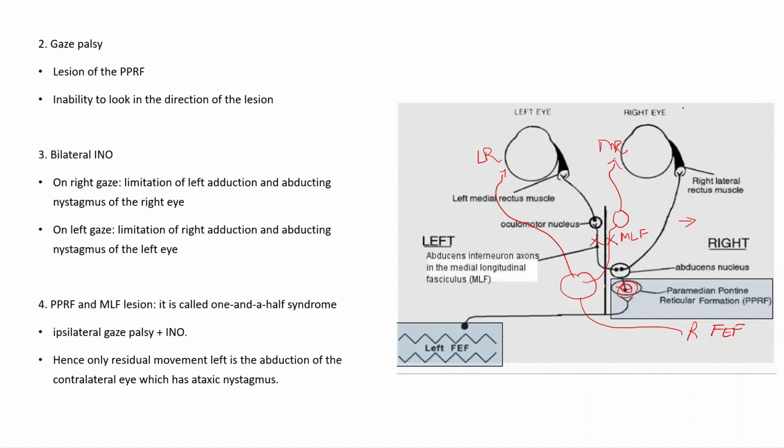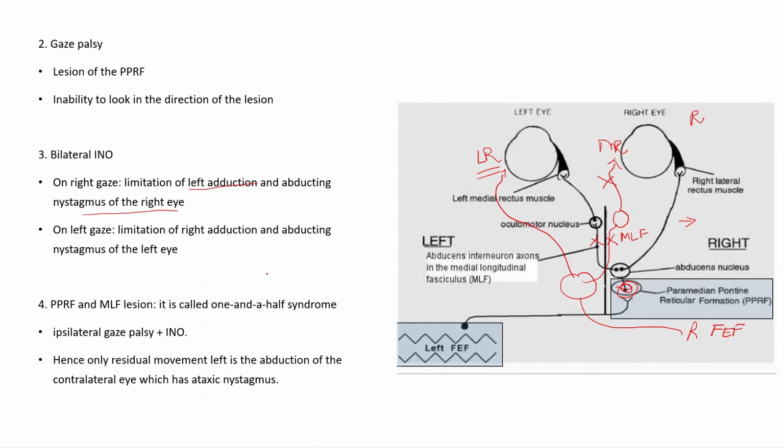So what happens in right gaze? On right gaze you have limitation of left adduction with abducting nystagmus of the right eye, which we just learned. And on left gaze again the same thing is happening. Because on left gaze you need this to function well, there is abducting nystagmus of the left eye, and absence of adduction of the right eye. So this is bilateral INO. I hope it is clear. You can listen to this again if it's confusing.